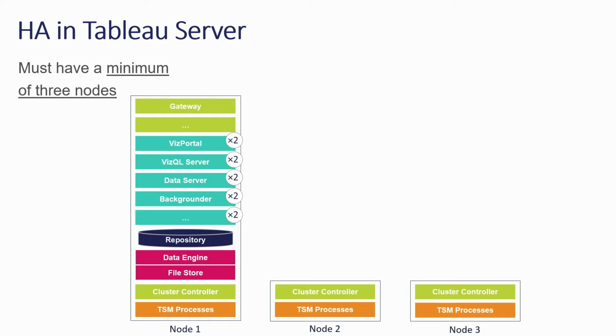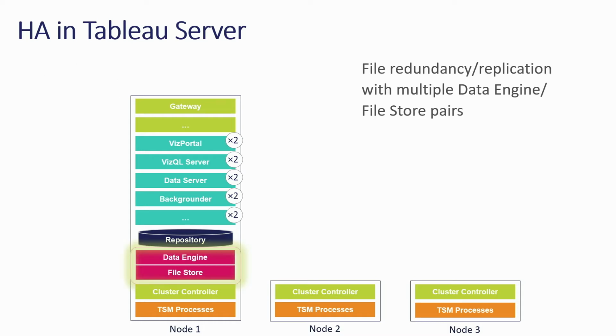Let's first talk about the repository and the file store and the data engine. Between these processes, we're managing all of the state and the persistent data for your server. So these are really important. If we first take a look at the data engine and file store, these two work together as a team. The data engine creates extracts, and it also processes queries, and the file store manages those extract files. These are pretty important processes, and you are limited to only one on each machine.